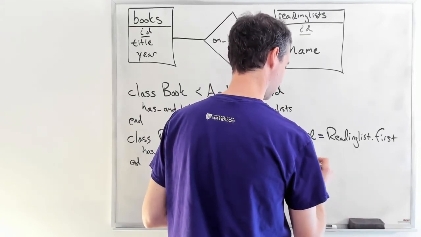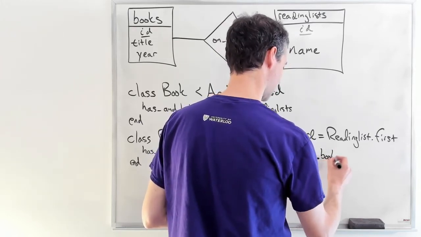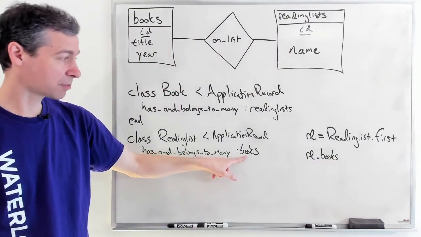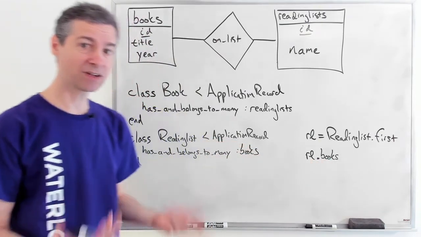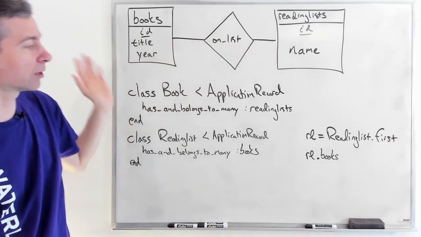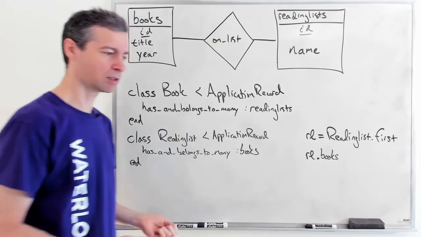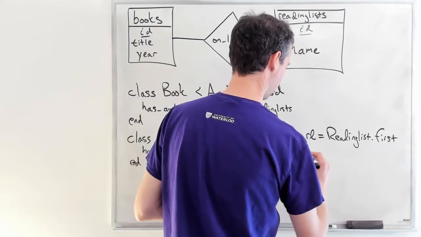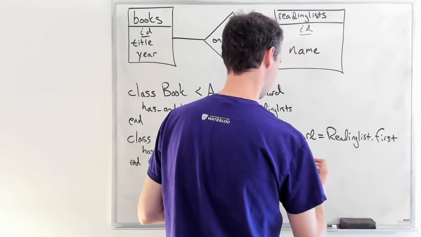I can take the reading list, and I can go books. Whoa, that's because I said it has many books. And so it made a method named books for me that allows me to access all of the books via the join table that we create for it. Do this in the console, all right? And you will see, so let's say I'm going to say that this is a book.